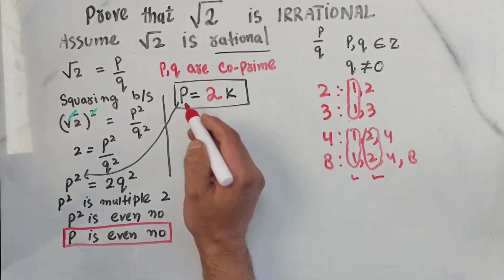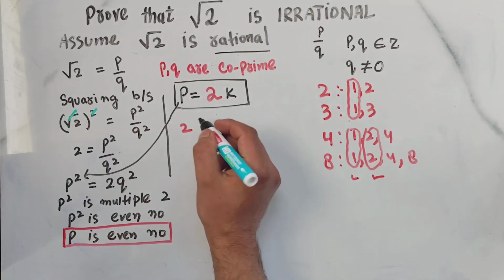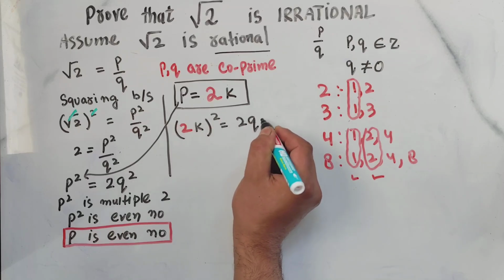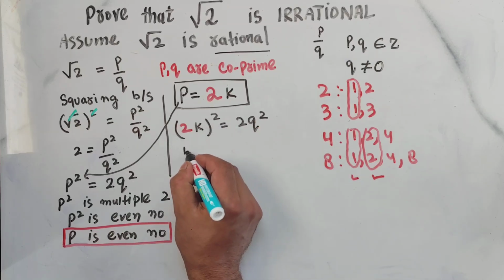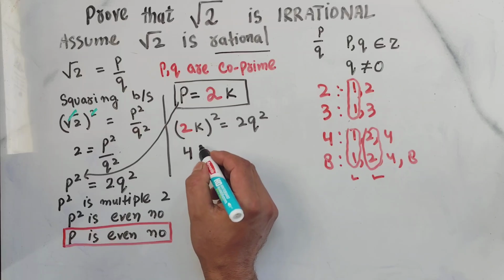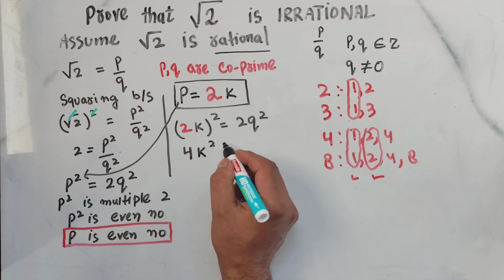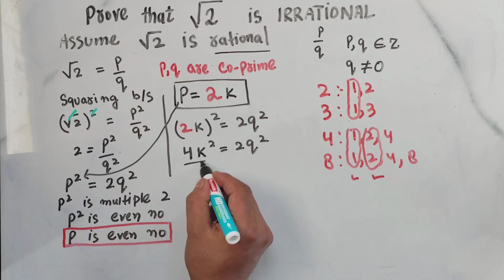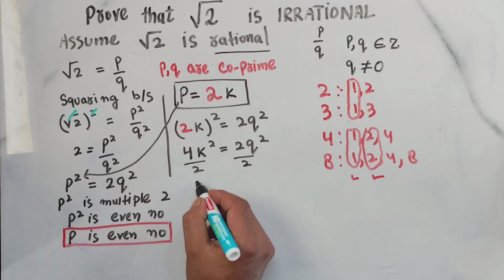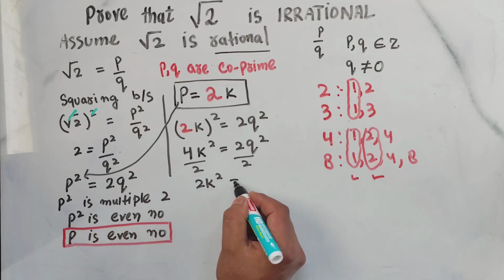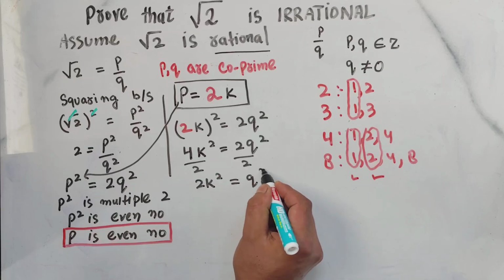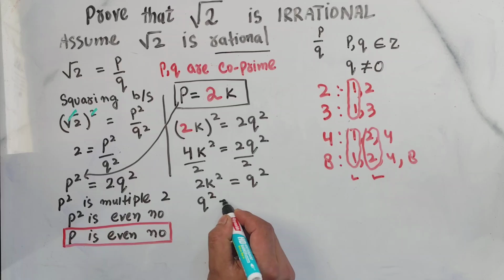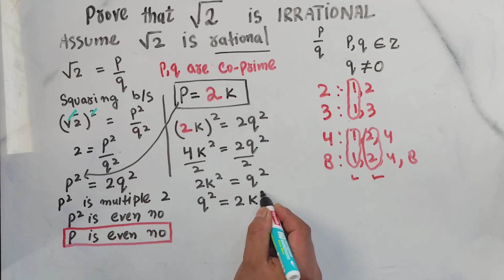Okay, so we can write (2k) square is equal to 2q square. So 2 square is 4, so 4k square is equal to 2q square. Dividing both sides by 2, we get 2k square is equal to q square. Okay, now what does this mean? It means q square is equal to twice k square.